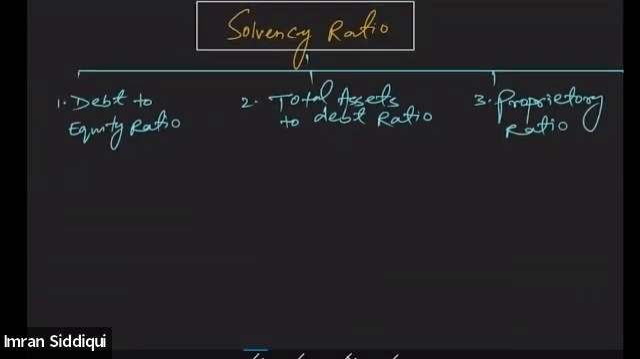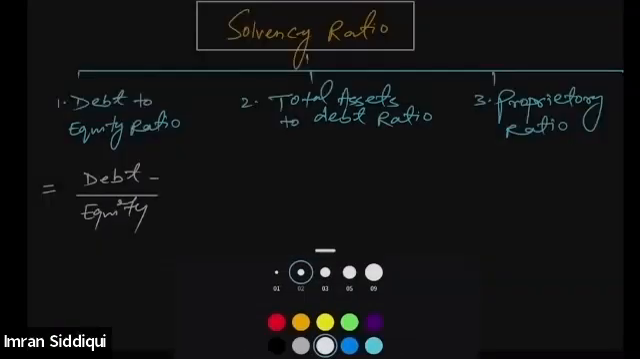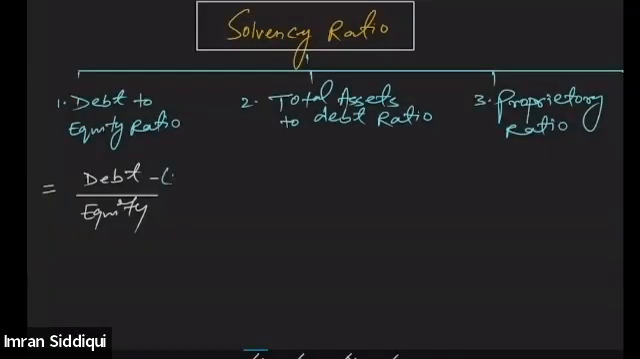Let's first talk about the debt to equity ratio. And I want all of you to note down the formula for this. To find out the debt to equity ratio, the formula is total debt divided by equity of the company. Debt divided by equity. So debt is what? Debt basically means non-current liabilities. Remember that. Debt means non-current liabilities.